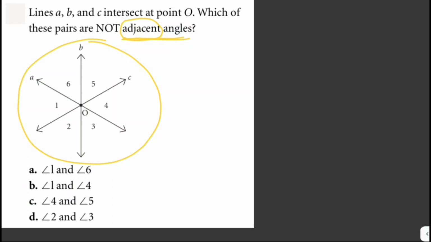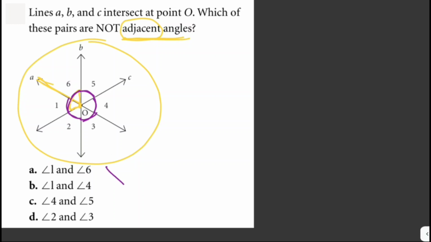Adjacent here means the angles are next to each other and have a common side. Let's say, for example, angles 1 and 6. Angles 1 and 6 are adjacent because they have a common side, this one, and a common vertex, which is this point here, point O. So in this case, 1 and 6 are adjacent, 6 and 5 are adjacent, 5 and 4 are adjacent, 4 and 3 are adjacent, 2 and 3 are adjacent, as well as 1 and 2.